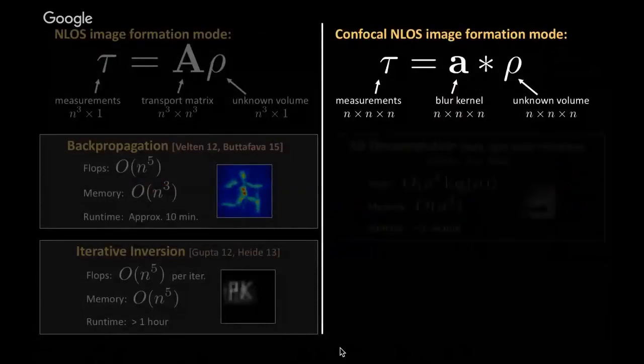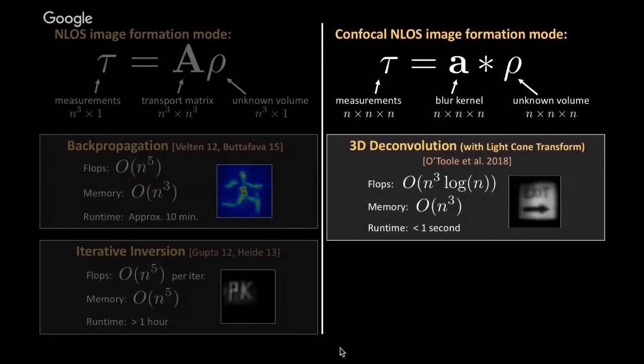And because this is a convolution, we can actually come up with algorithms that are much, much faster than back projection or iterative inversion. And not only that, we're not making any approximations to the linear system, and as a result, we get better solutions than these past methods as well. So as an example, we're able to operate in less than 1 second of runtime as opposed to 10 minutes for the back projection results, which produces blurry measurements, or 1 hour for iterative inversion techniques.